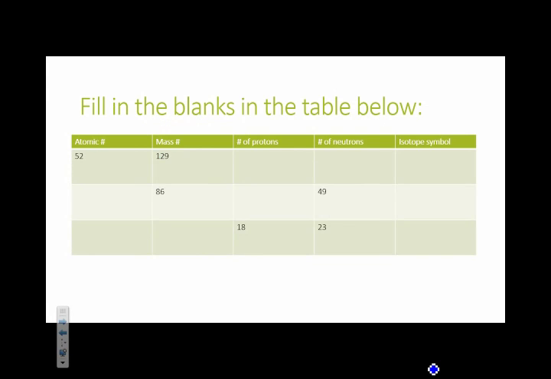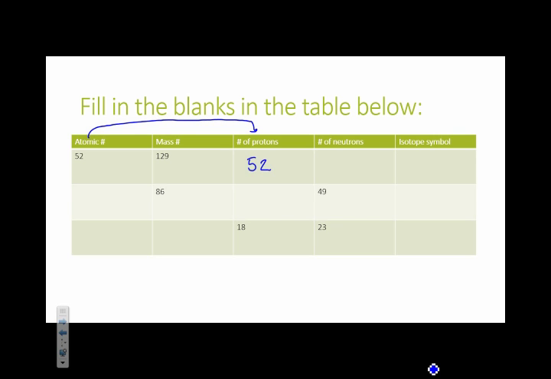Let's take a look at the type of question you might find on an in-class assessment. You'll notice on this table, we've got atomic number, mass number, number of protons, number of neutrons, and the isotope symbol. Once we start to talk about charges, those might be included as well, although I've left them off on this particular example. You might find that in your homework problems. We know that atomic number is the same as the number of protons.